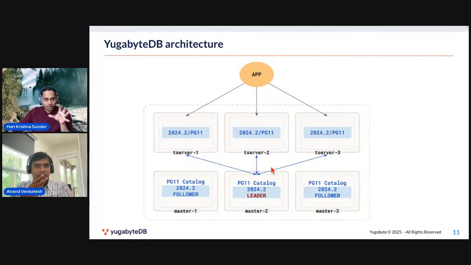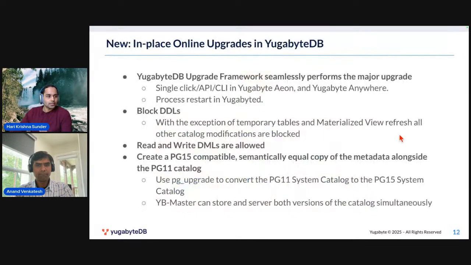And this is the basic setup. This is an example with Yugabyte version 2024.2, which is based off of Postgres 11. And the latest version that's coming up, 2025.1, or the preview 2.25.1.0, is actually Postgres 15. So we'll use this example to show how you upgrade from 11 to 15. So how do you do it?